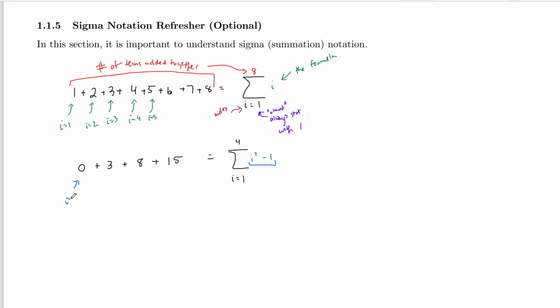This is with i equals 1. This is i equals 2. This is i equals 3. And this is i equals 4. Once again, you always start at 1, unless something else is specified. This is the starting i value. This is the ending i value. And you just increase by 1 every time. Well, 0 is definitely 1 squared minus 1, because i is 1. Is 3 equal to 2 squared minus 1? Yes. Is 8 equal to 3 squared minus 1? Yes. Is 15 equal to 4 squared minus 1? Yes.